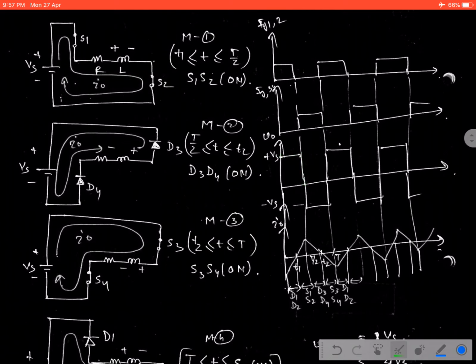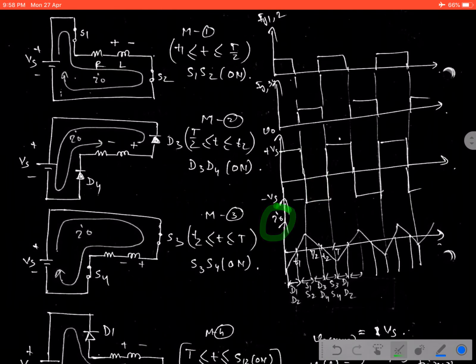In the next case, when S3 and S4 start conducting, the current direction is now opposite, and the voltage appearing across the load is reversed in polarity. That is why when S3, S4 start conducting, it provides the reverse voltage, or negative voltage, across the load. Now consider the output current.